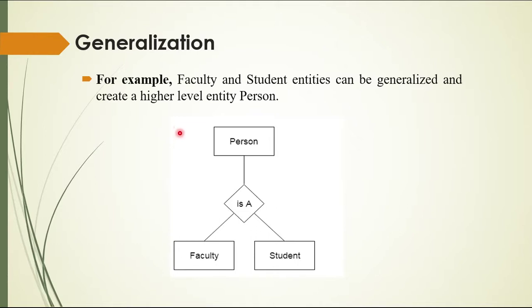In specialization, if person is a superclass, then the superclass is divided into two parts, that is faculty and student. So it is the top down approach. In generalization we have to see bottom up. So faculty and student is a person.